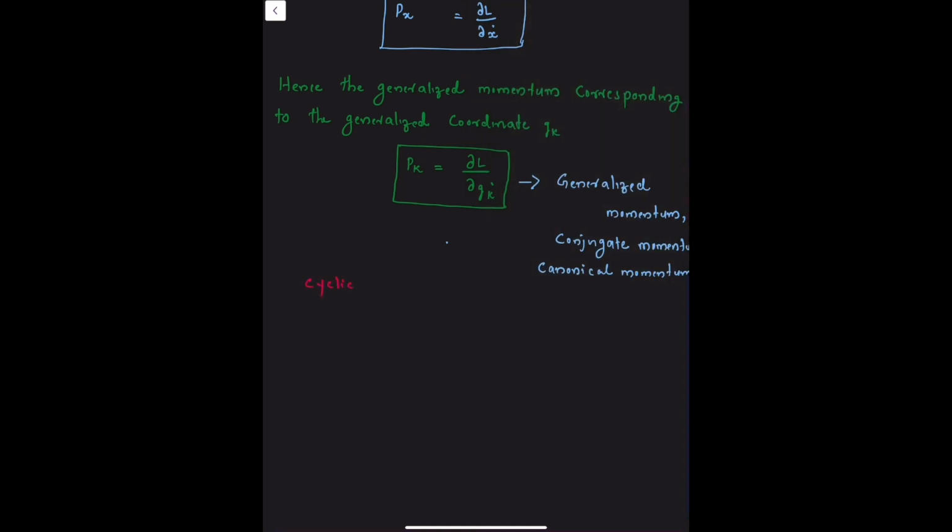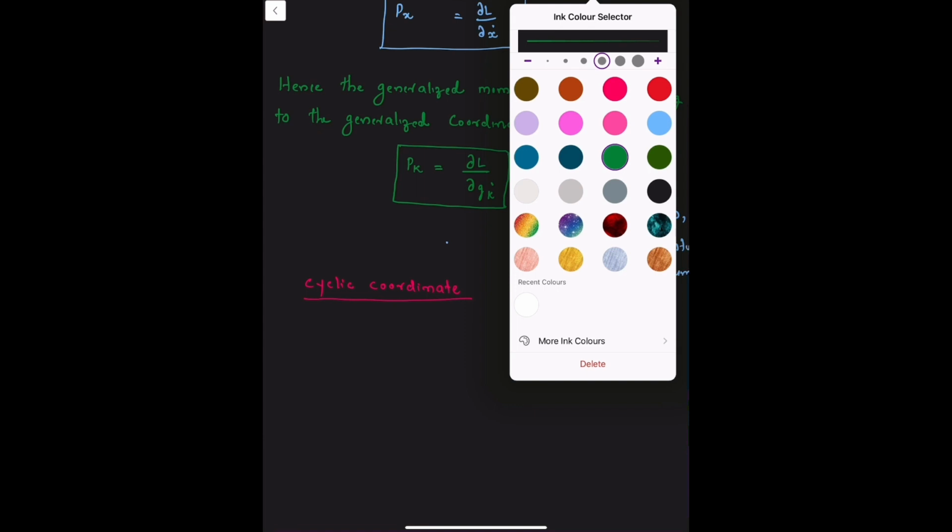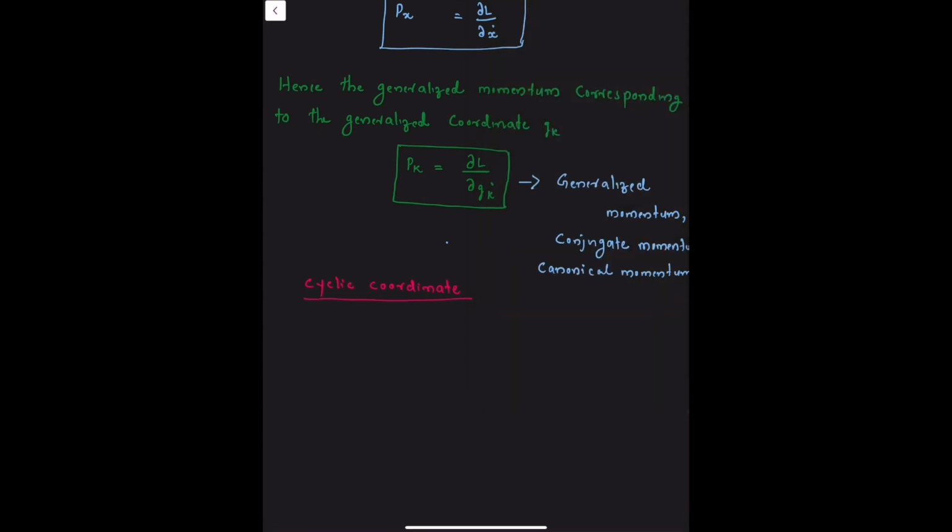Now let us come back to the concept of cyclic coordinate. What is cyclic coordinate? If a coordinate is absent in the Lagrangian, then the corresponding generalized momentum is a constant of motion. We know that the Lagrangian is a function of q, qk dot and t, and you assume that some qk is not present in the Lagrangian.